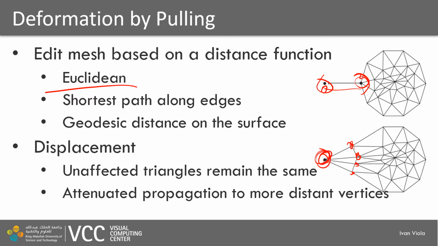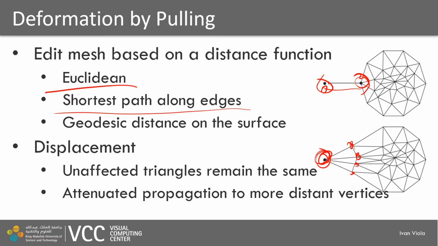There could be another distance function, not only Euclidean one, like, for example, shortest path along edges. Remember that we are dealing with geometries, and the relation between two vertices can be expressed by a path along this mesh. So the shorter the path is, the more this point will be also moving along.